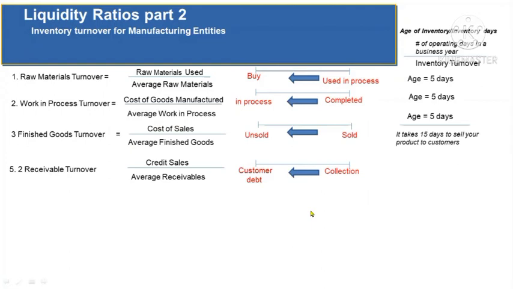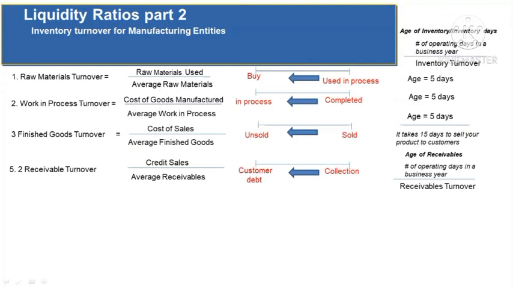Age of receivables is similar to the computation of the age of inventories, which is the number of operating days in a year divided by the turnover. But in this case, we're going to use the receivable turnover. And for example, we got 10 days as the age of receivable. What does that mean? It means that your customers usually pay their debt every 10 days on average from the time they incurred the debt.